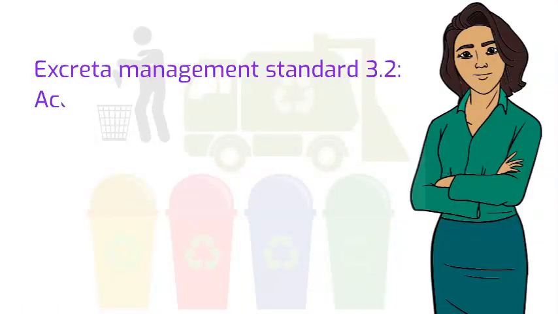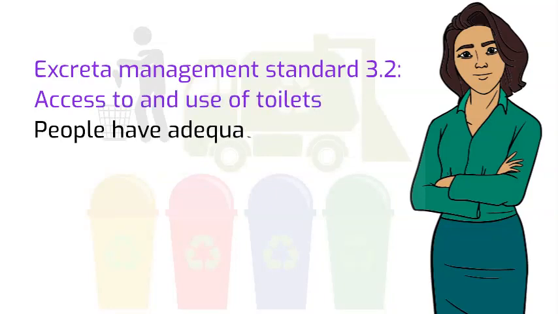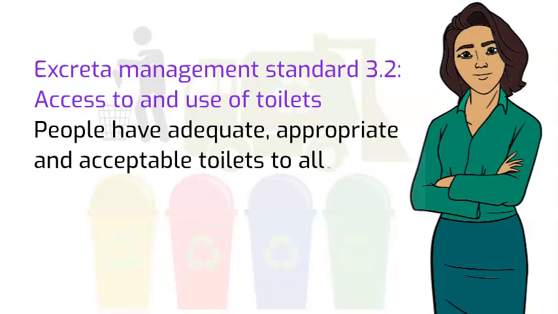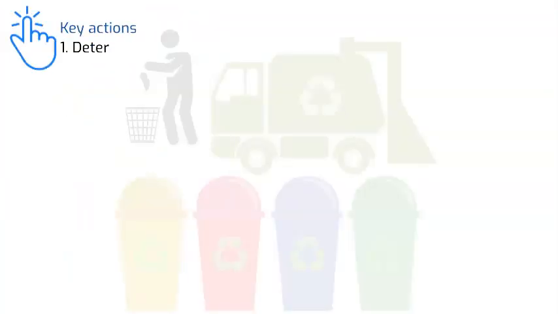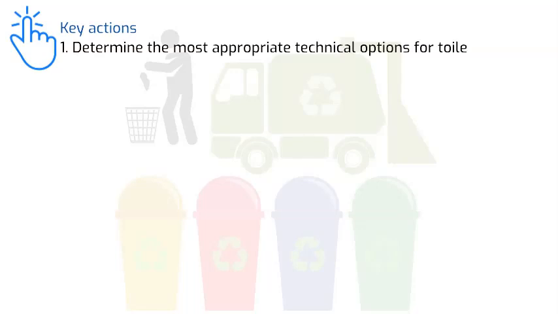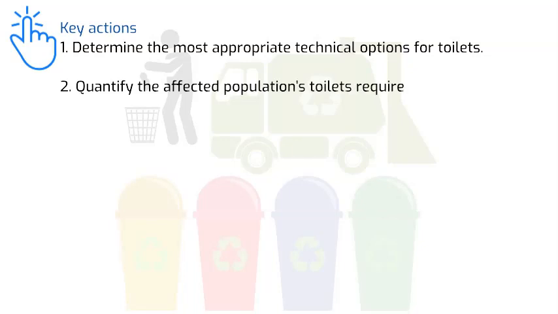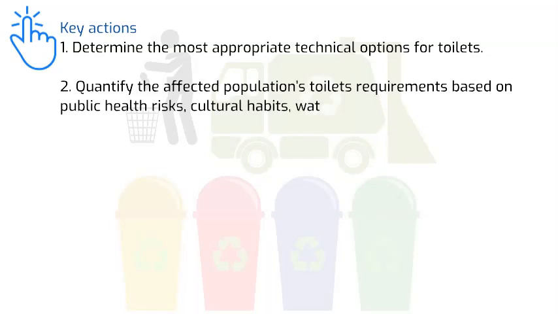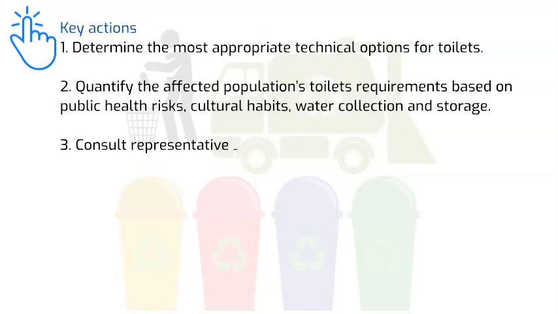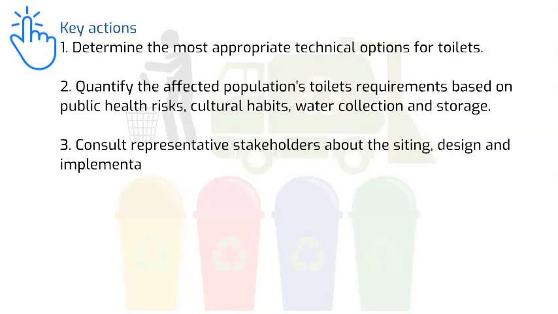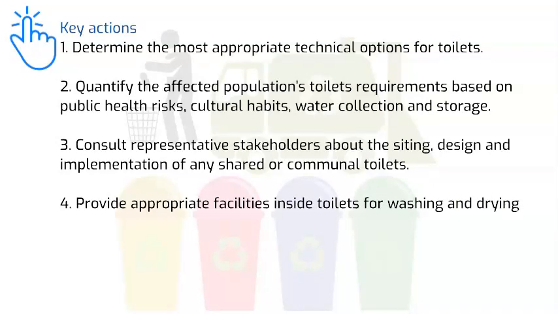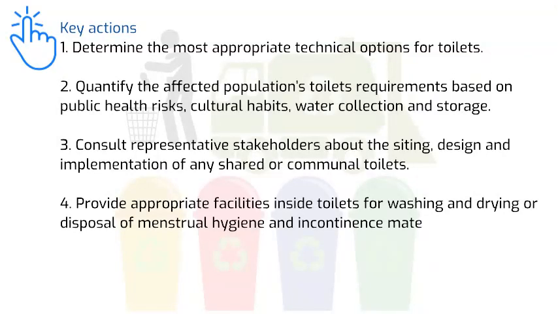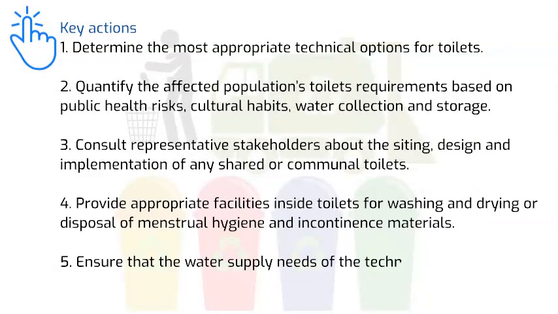Excreta Management Standard 3.2. Access to and use of toilets. People have adequate, appropriate, and acceptable toilets to allow rapid, safe and secure access at all times. Key actions. 1. Determine the most appropriate technical options for toilets. 2. Quantify the affected population's toilet requirements based on public health risks, cultural habits, water collection and storage. 3. Consult representative stakeholders about the siting, design and implementation of any shared or communal toilets. 4. Provide appropriate facilities inside toilets for washing and drying or disposal of menstrual hygiene and incontinence materials. 5. Ensure that the water supply needs of the technical options can be feasibly met.